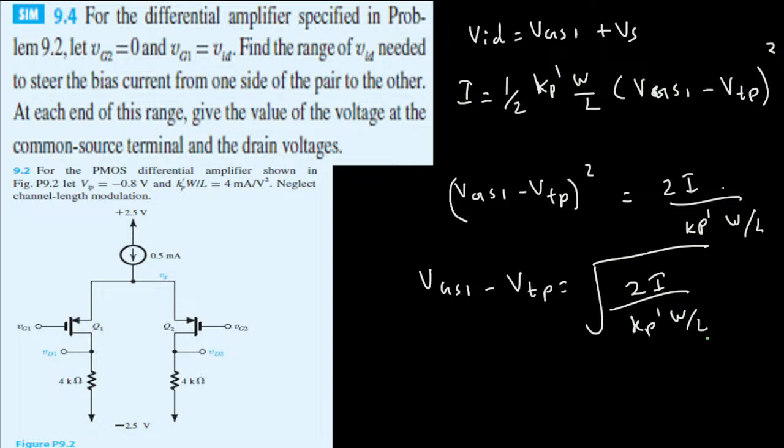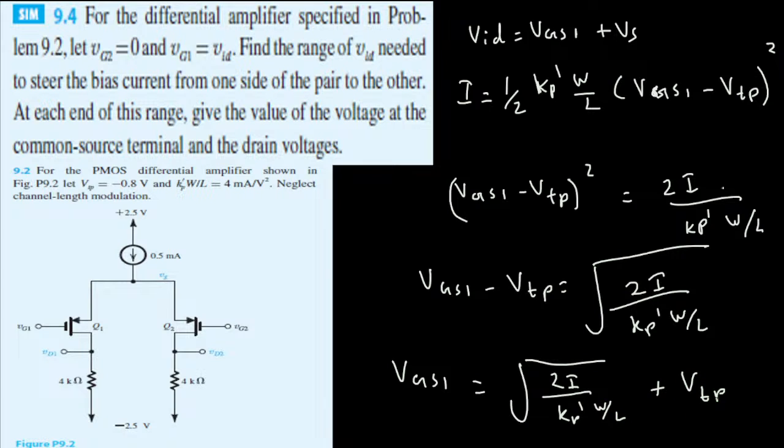Okay, so this is what we have, and then we are just interested in VGS1, so we can move the VTP to the other side as well. So this is going to be VGS1, that's equal to the square root of 2I over Kp prime W over L, plus VTP. Okay, this is the equation we have.